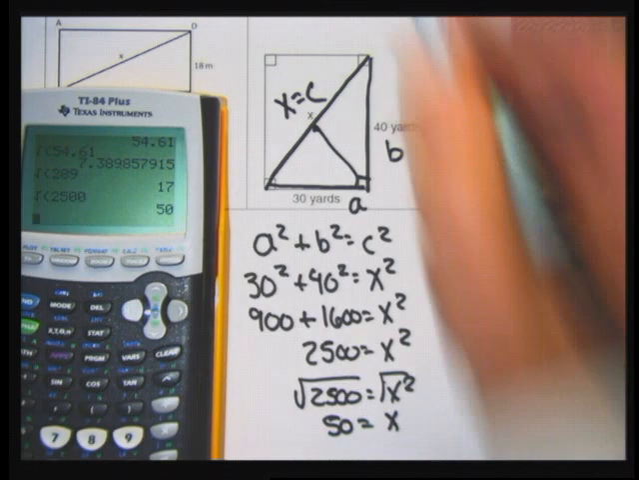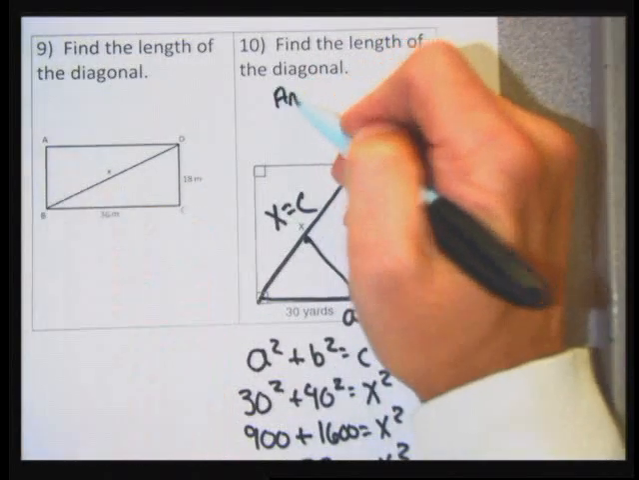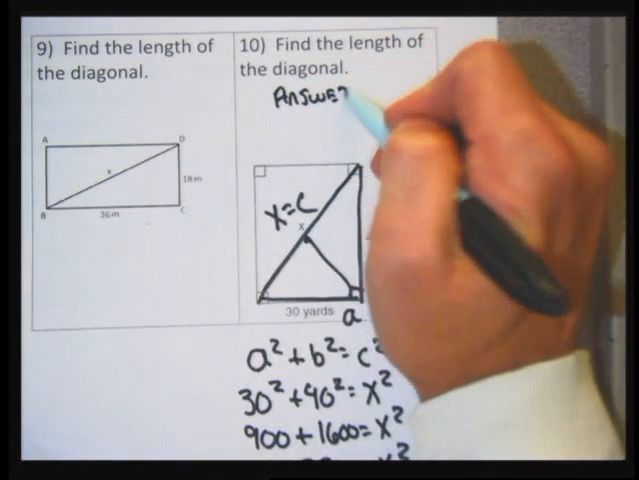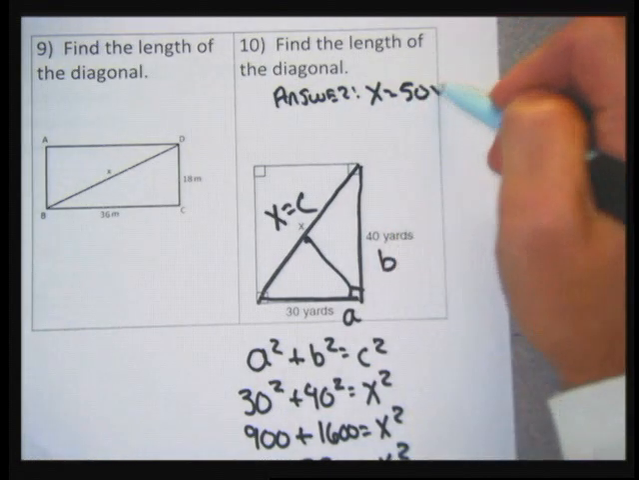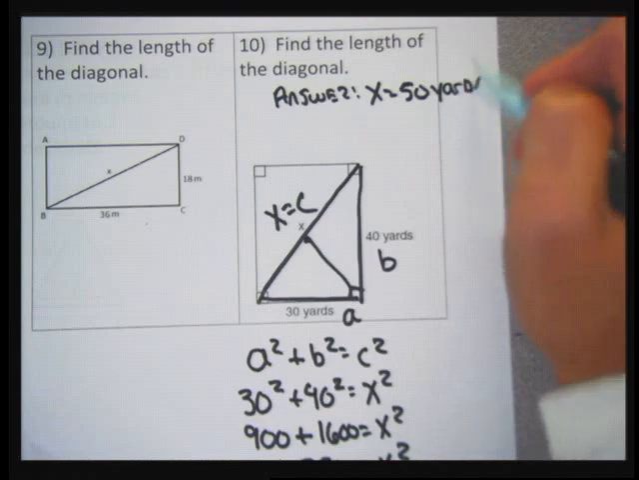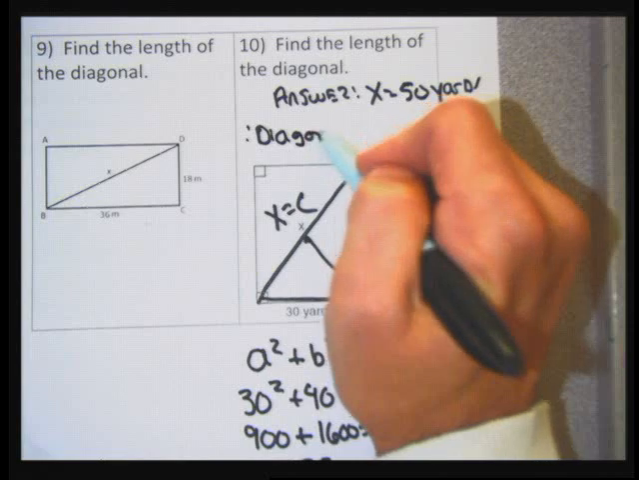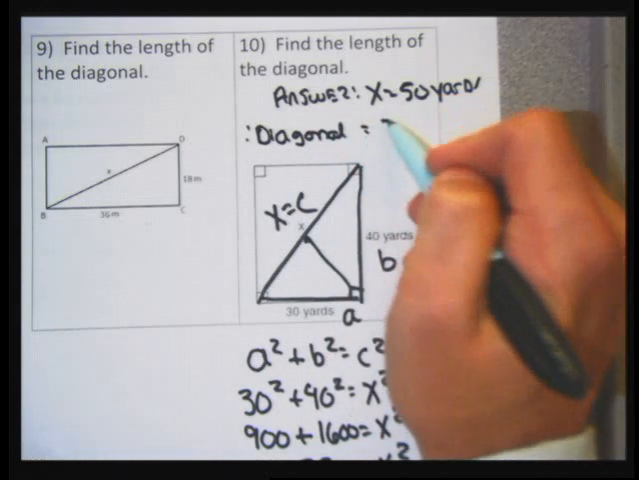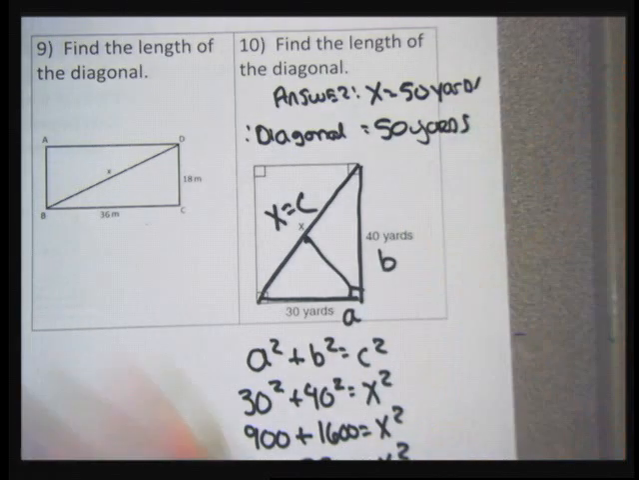So for my answer to number 10, I can say X equals 50 and then tack on the units, yards. Or I can say the diagonal, because it asked me to find the diagonal, is 50 yards. Those are both equivalently good answers. And so when you go to write your answer for problem 9, you can say X equals however many meters it comes out to be, or you can say the diagonal equals how many meters.